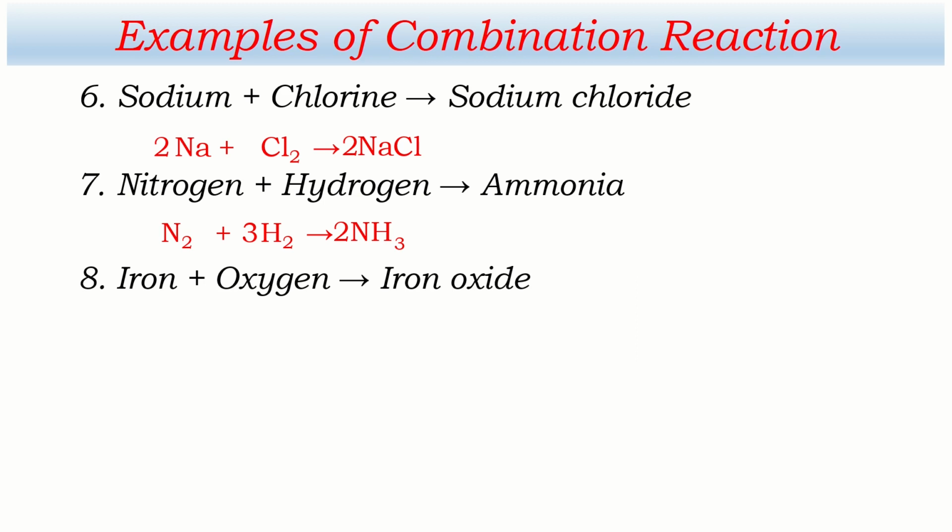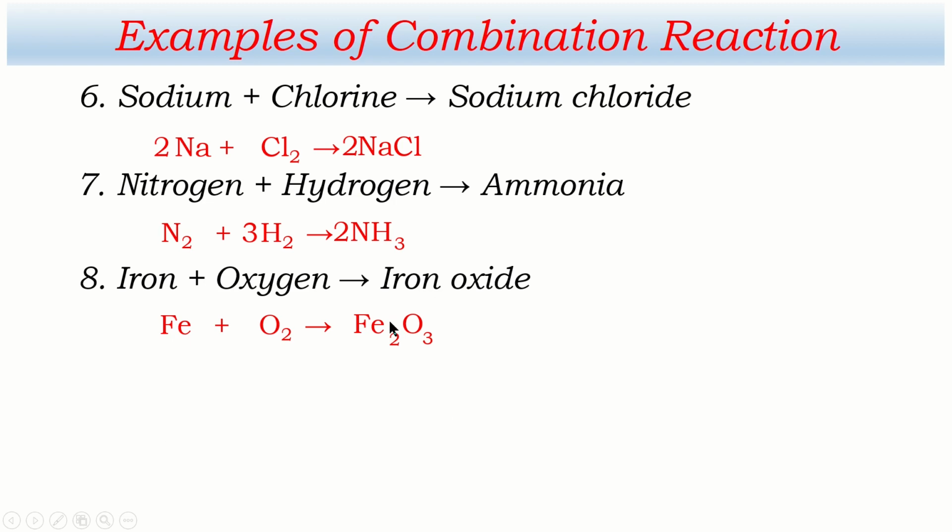Now next, iron plus oxygen, iron oxide. Iron symbol Fe, oxygen diatomic, that's O2. Oxide means oxygen O, and iron's valency is 3, which should be given to oxygen, and oxygen's valency is 2, which should be given to iron. Now this is the correct formula equation.